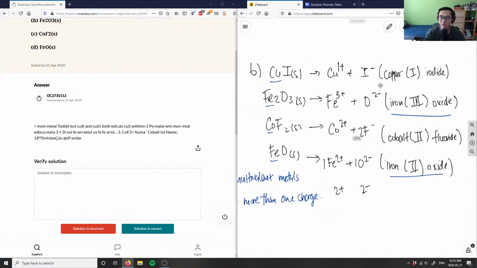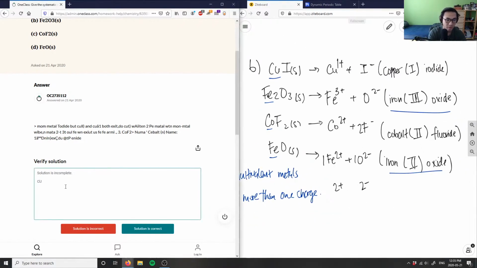And then I'm going to say the name of CuI. So for CuI, copper iodide, copper(I) iodide, the charge on copper is 1 plus. Therefore, the name of the compound is copper(I) iodide.